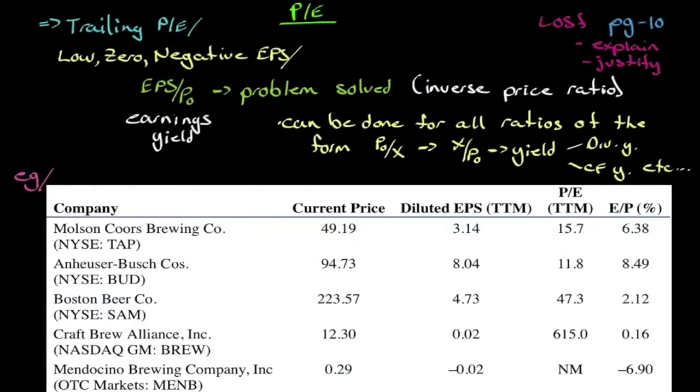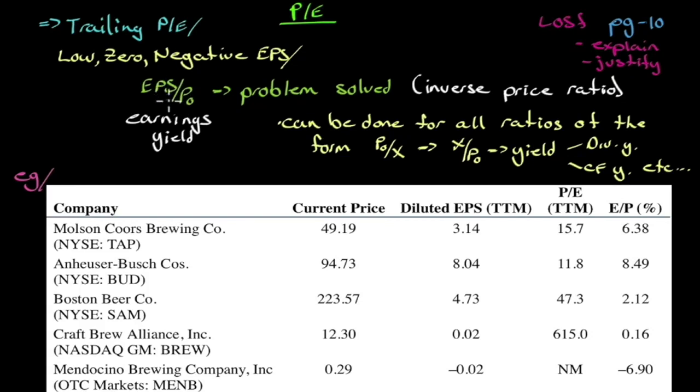Okay, so let's have a look at the earnings yield. I left you with the problem of low, zero, or negative EPS. If we simply invert it and put the price as the denominator instead of the numerator, and earnings as the numerator, problem solved. This is called an inverse price ratio. It solves every problem with low EPS, solves the problem with 0, and it solves the problem with negative EPS. We get an earnings yield, and that's exactly what this is. Earnings per share divided by price, that's a yield.